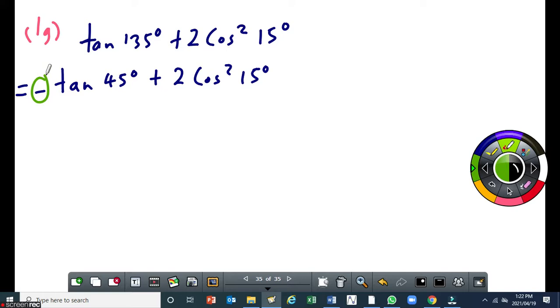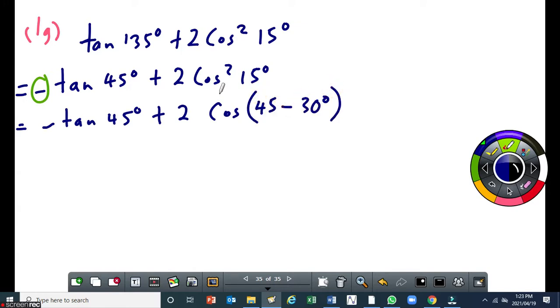I need to simplify this 2 cos squared 15 degrees using special angles. So to do that, I have to do it this way. No calculator used. My next step is to say minus tan 45 degrees, I'm going to put the 1 later, plus 2. Now I'm going to split that 15 degrees and write it as cos of 45 degrees minus 30 degrees. Then whatever answer I get here, I have to square that.